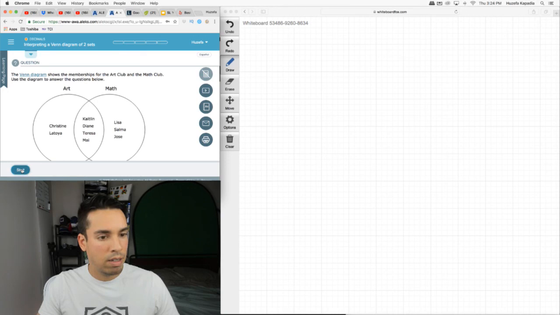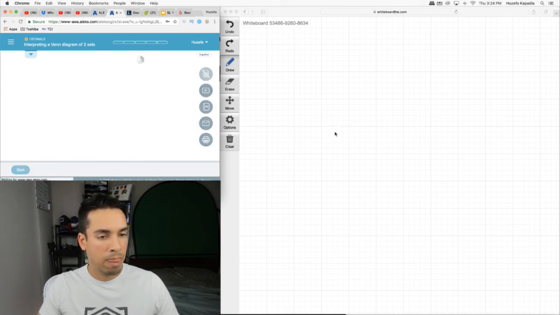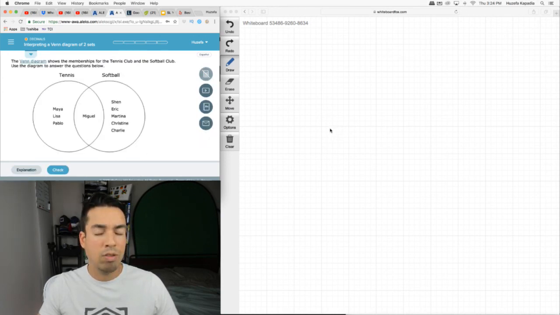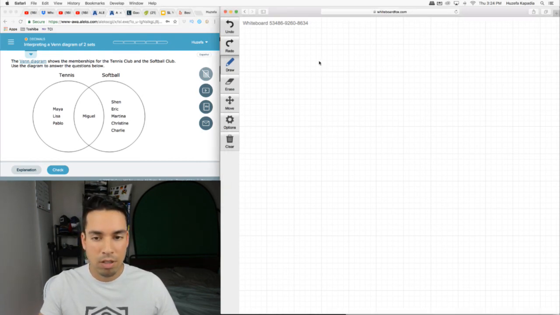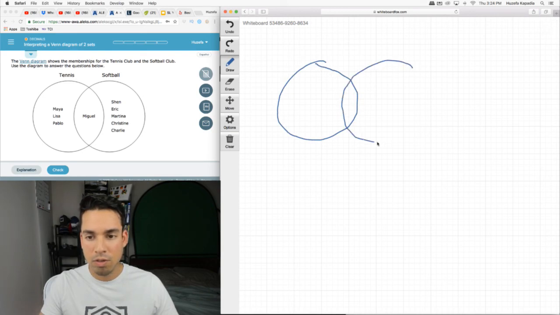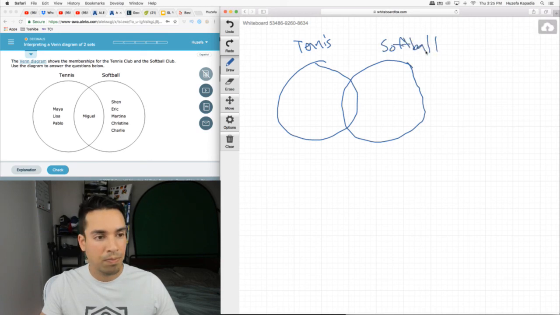All right, Venn diagrams. Here we go. So what are Venn diagrams? Venn diagrams are essentially little universes. So this is a universe, and this is a universe. And why are they touching or overlapping? This is where the two universes overlap. So this is the universe of tennis players. This is the universe of softball players.